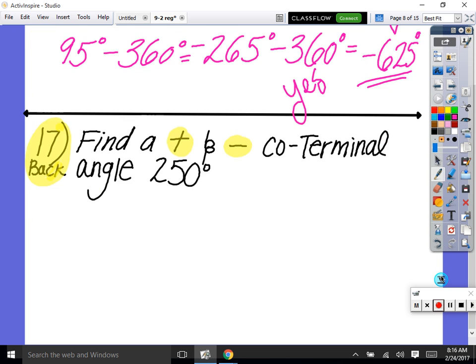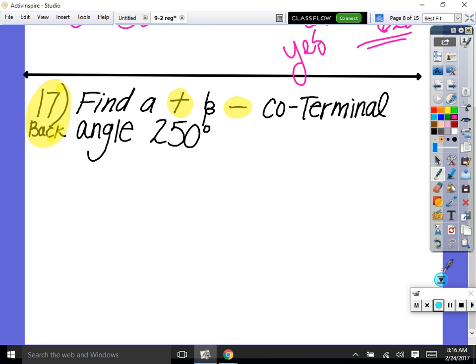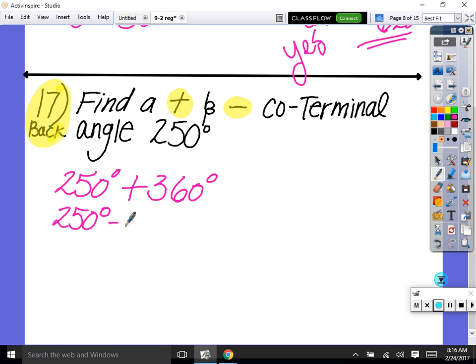17 says, find a positive and negative coterminal angle of 250. So 250 degrees, we can find a positive one by adding 360 degrees. And to find a negative coterminal angle, we can take 250 degrees and subtract 360. Just go around the circle the other way. So on 17, our positive coterminal angle is 610 degrees. That would put me in the same spot as 250. And my negative coterminal angle is at negative 110 degrees.